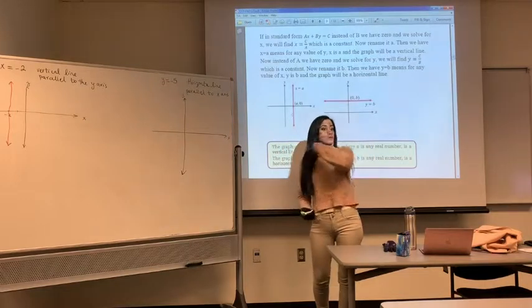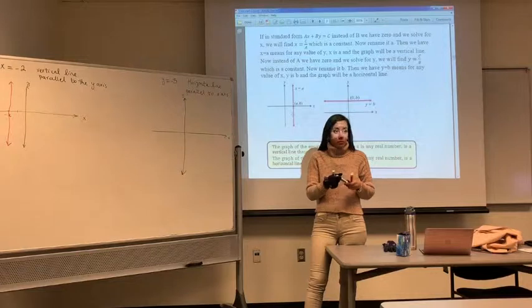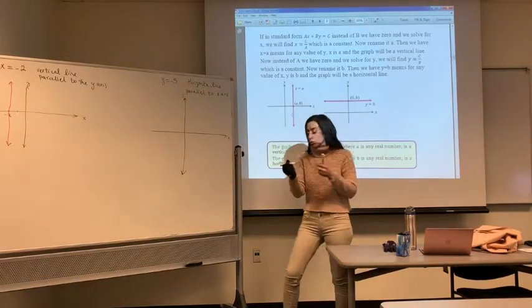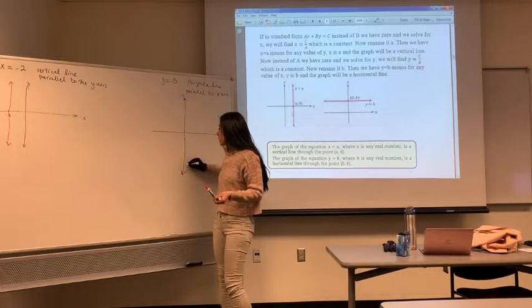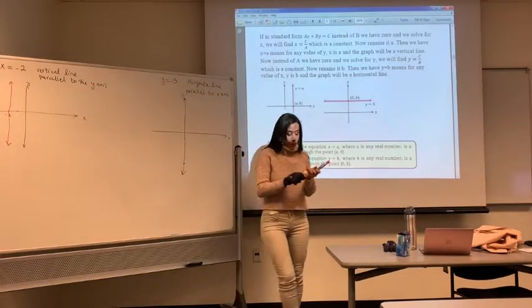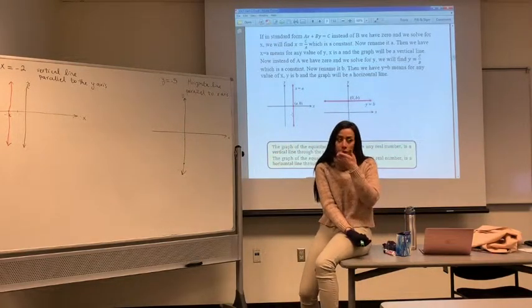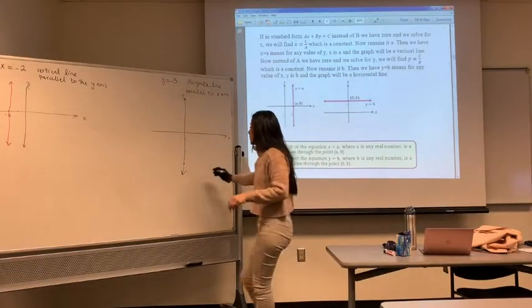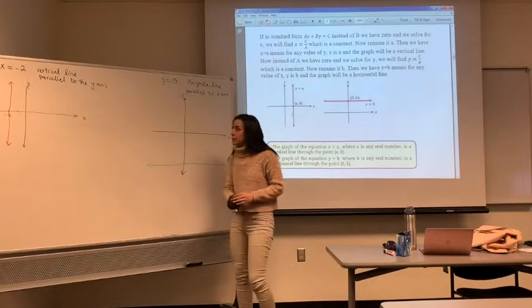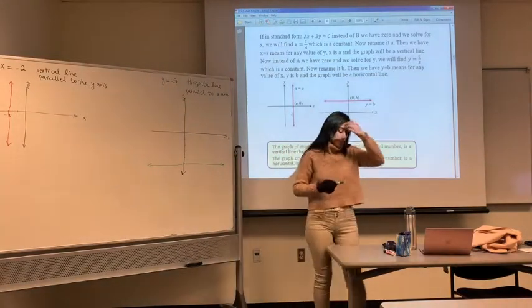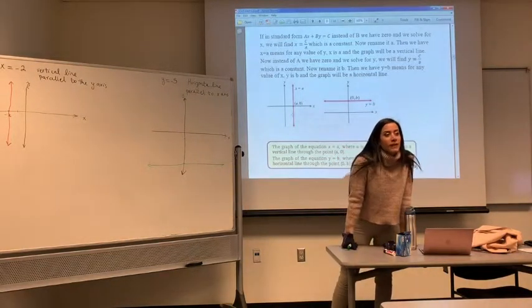What should I find now? -5 on which axis? The y-axis, okay? So 1, 2, 3, 4, 5. We found this, and now we know this is a horizontal line parallel to the x-axis. So our line will be like this. Okay? Do you have any questions?